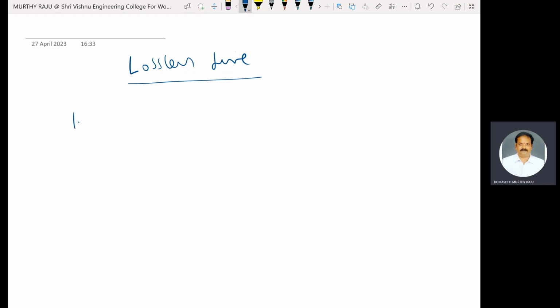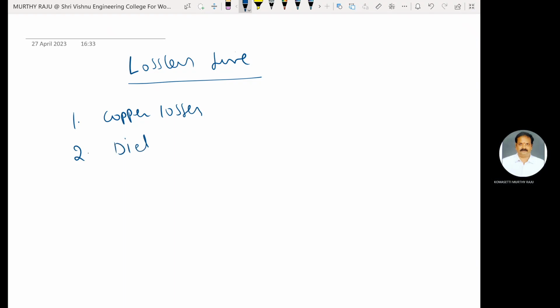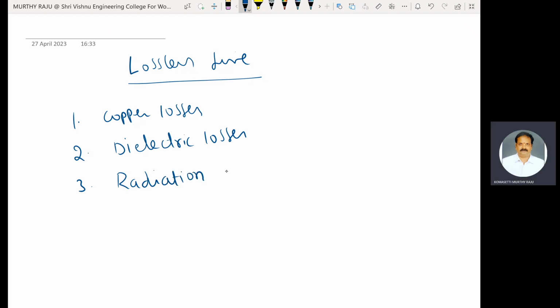First one is copper losses. Second one is dielectric losses. Third one is radiation and induction losses.